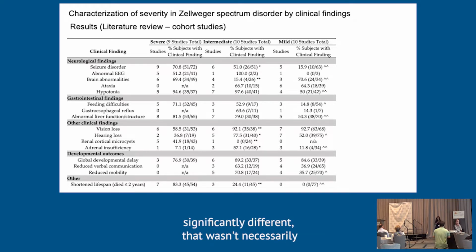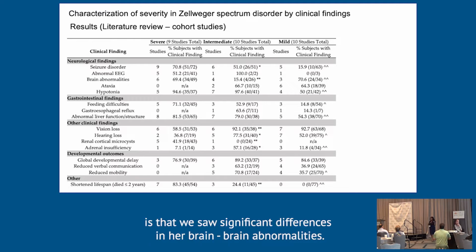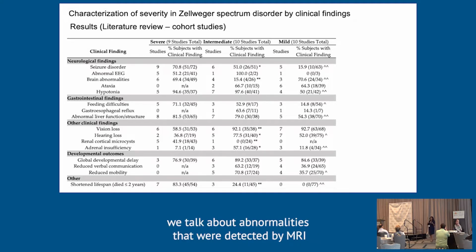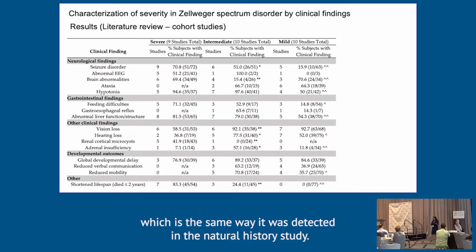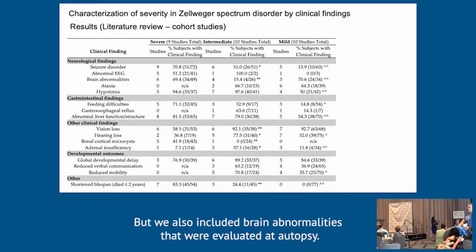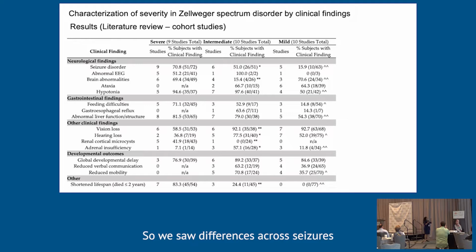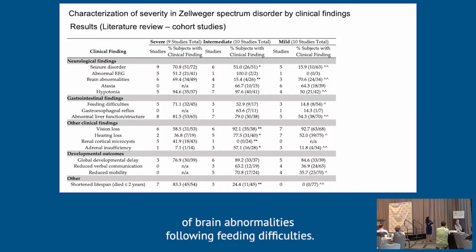significantly different that wasn't necessarily reported in the natural history study is that we saw significant differences in the reporting of brain abnormalities. And when I say brain abnormalities, we're talking about abnormalities that were detected by MRI, which was the same way that it was detected in the natural history study, but we also included brain abnormalities that were evaluated at autopsy in some of these studies as well. So we saw differences across seizures, brain abnormalities, low tone, feeding difficulties.